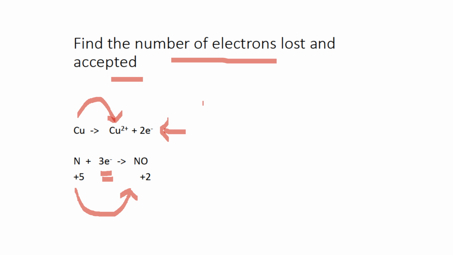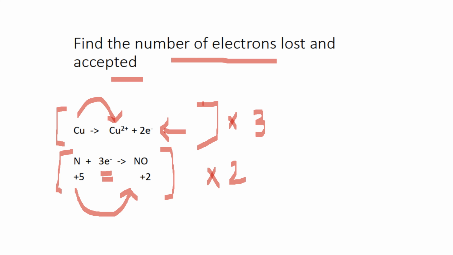The next step would be to equalize the number of electrons. That is done by multiplying the reactions with appropriate coefficients. So to equalize the number of electrons, I'll multiply the reaction of copper with 3. That will make the number of electrons 6. Same way, I'll multiply the reaction of nitrogen with 2, so as to make the number of electrons 6. So the number of electrons have been equalized.